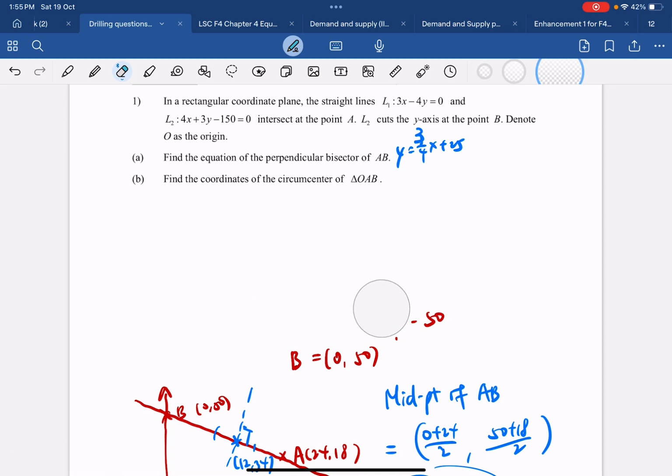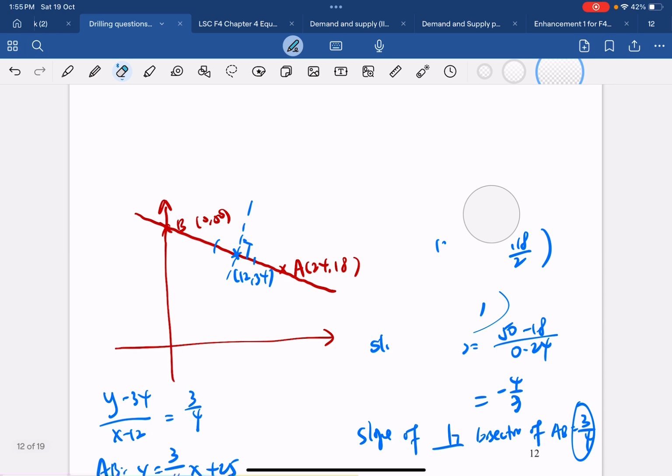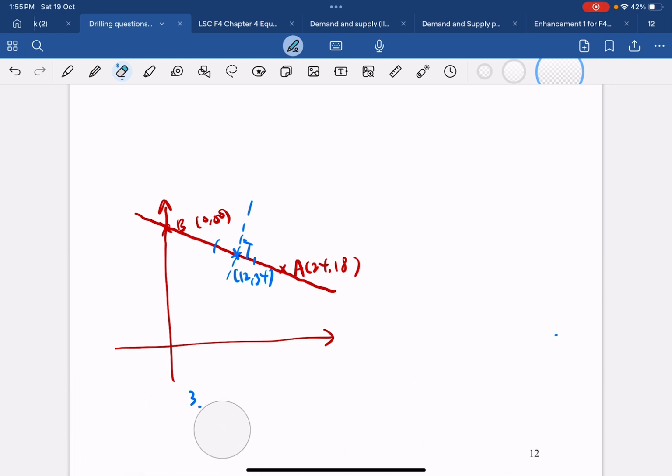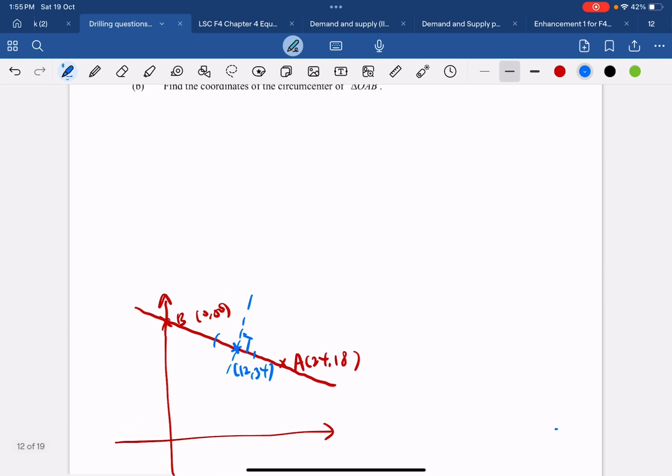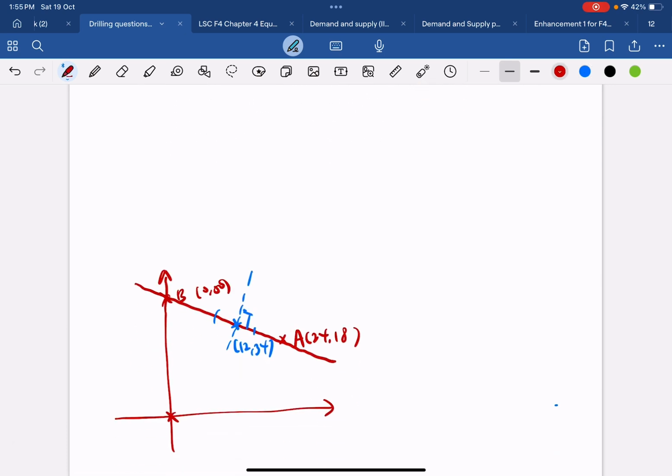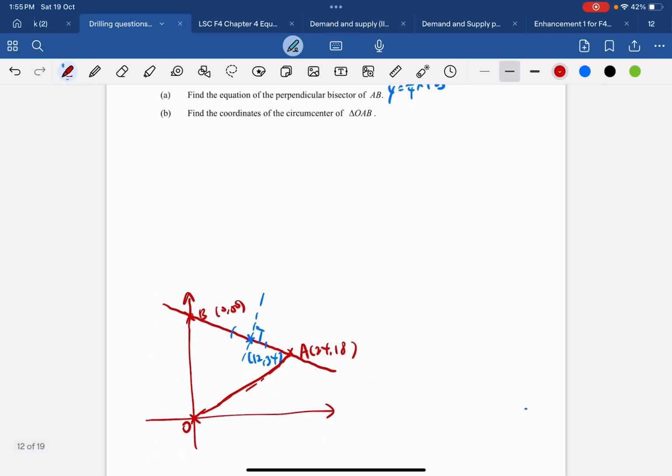Okay, so let's see. And then part B, they ask us to find the circumcenter of OAB. So O is the origin, which is here. So this will be our triangle. Circumcenter for sure needs two equations. We need the equations for two perpendicular bisectors. So we've found one already from part A, and then we need to find another one. So maybe we can find the perpendicular bisector for OB.